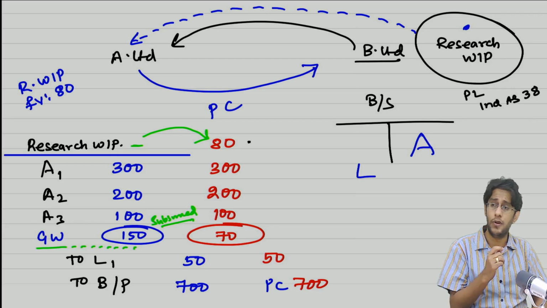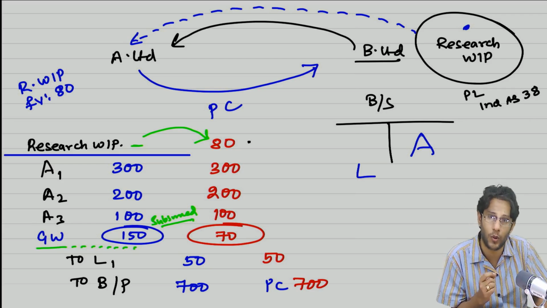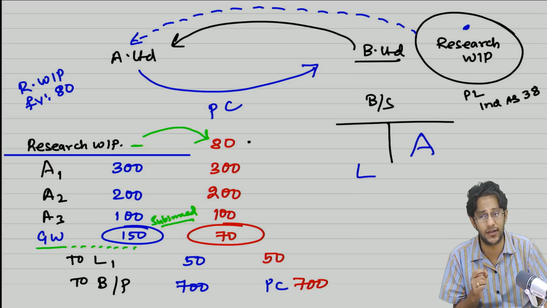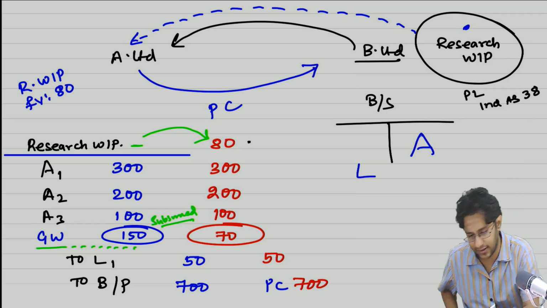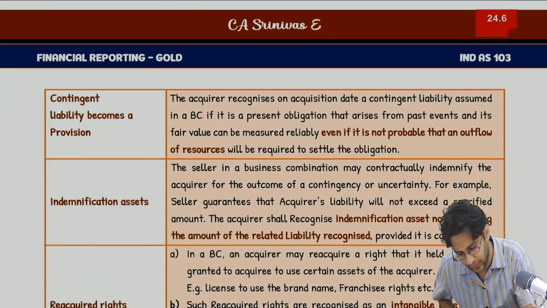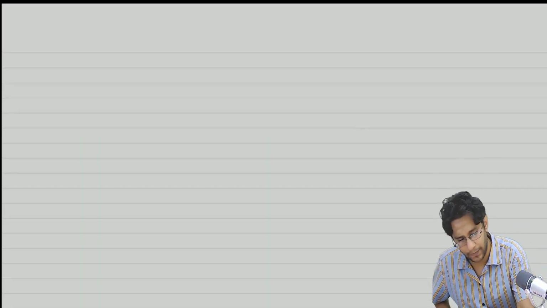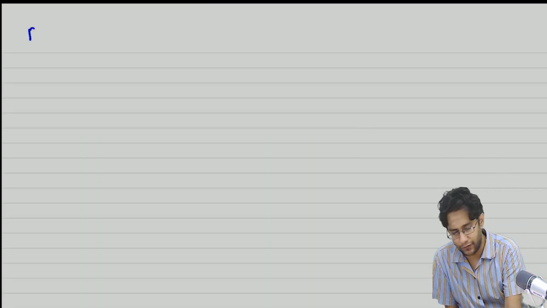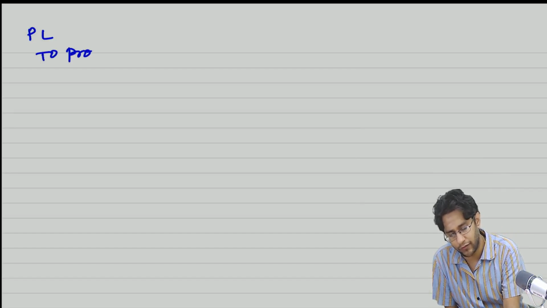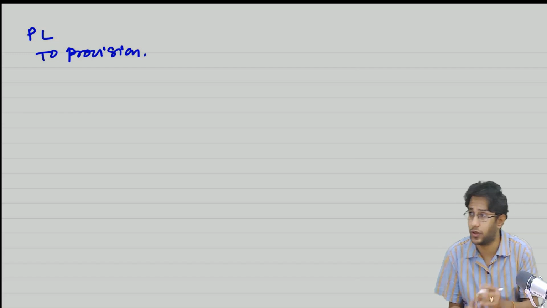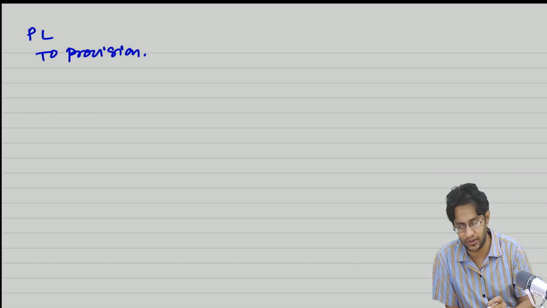So even though, as we all know, research WIP does not qualify for recognition as an asset, you still can recognize it as an asset. This is one exception. Next, contingent liability case. See, if you have to recognize a provision, P&L account debit to provision, if you have to write this entry for any general provision under the scope of Ind AS 37, there are three conditions.